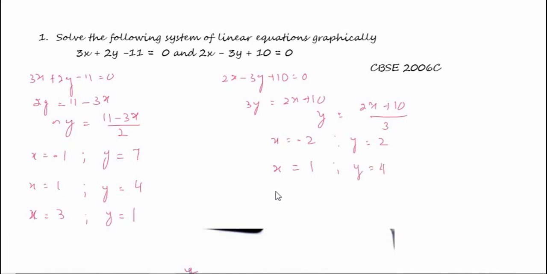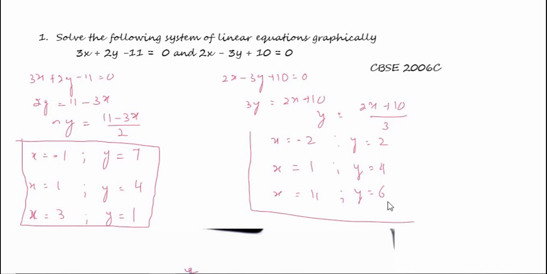When x is equal to 4, then y equal to 18 divided by 3. So y equal to 6. So these are the 3 points for equation 1. These are the 3 points for equation 2.